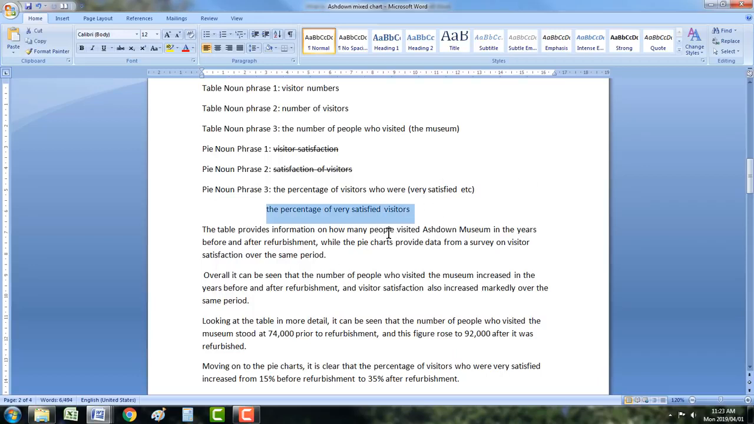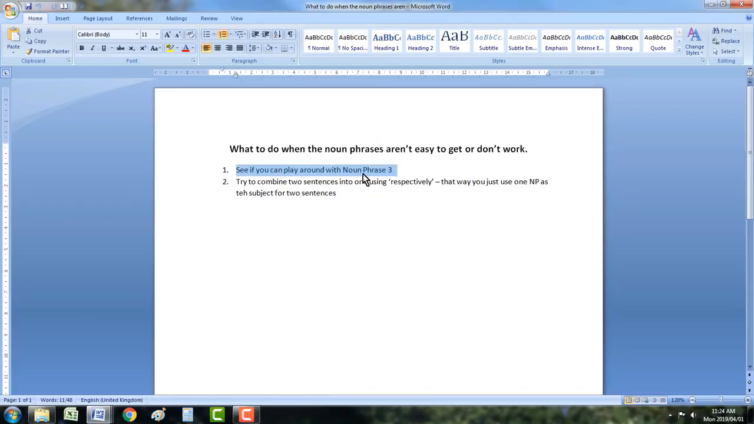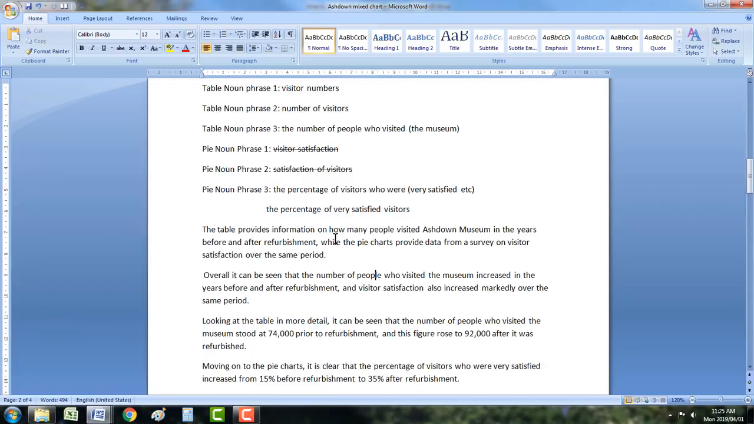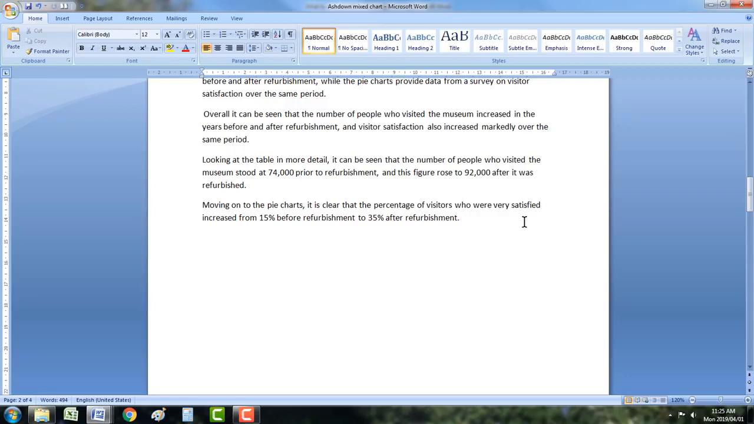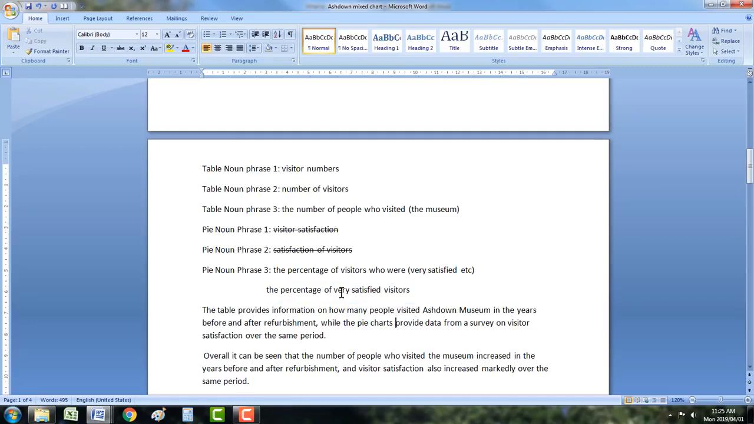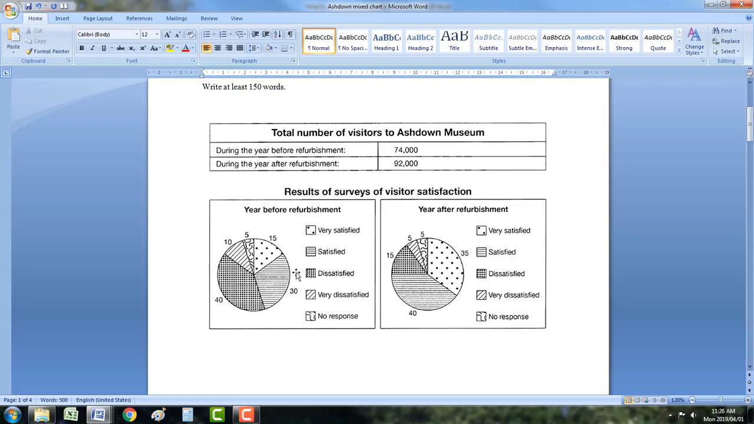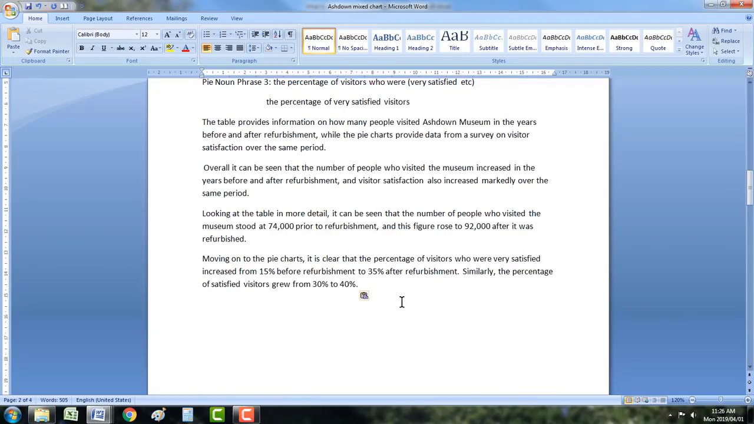It's not noun phrase 3 anymore, but it's still useful. It's a kind of variation of noun phrase 3. You can't always do it. It's just the first strategy that I want you to try: see if you can change noun phrase 3 into something else. So anyway, let's use that one. We can use some linking language similarly because it's also increased. And then the percentage of satisfied visitors as our noun phrase. And then instead of saying increase, let's say grew. Grew from 30% to 40%. Fine.